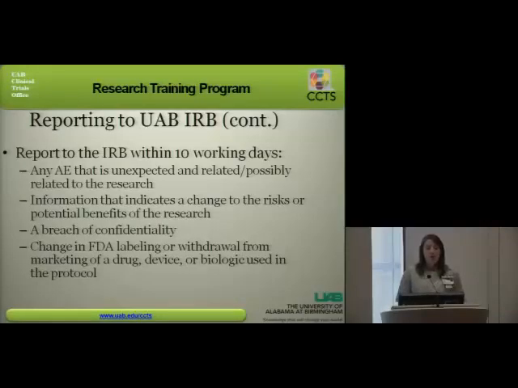You want to report to UAB's IRB within 10 working days the following: any adverse event that is unexpected and related or possibly related to the research, information that indicates a change to the risks or potential benefits of the research, a breach in confidentiality, and a change in FDA labeling or withdrawal from marketing of a drug, device, or biologic used in the protocol.